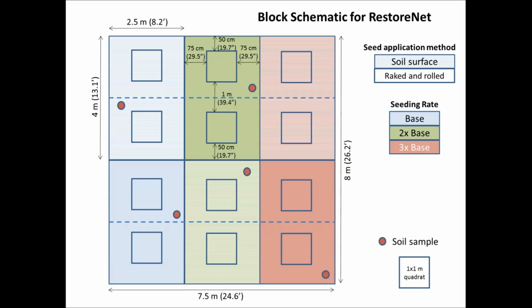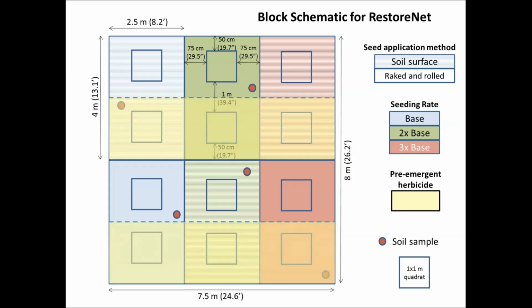The reddish dots with blue circles around them represent places where we could randomly sample the soil for the seed bank and the soil chemistry samples that we will need to take. This is where we would split. I'm showing it shaded like that. That would be the spraying across a portion of it.